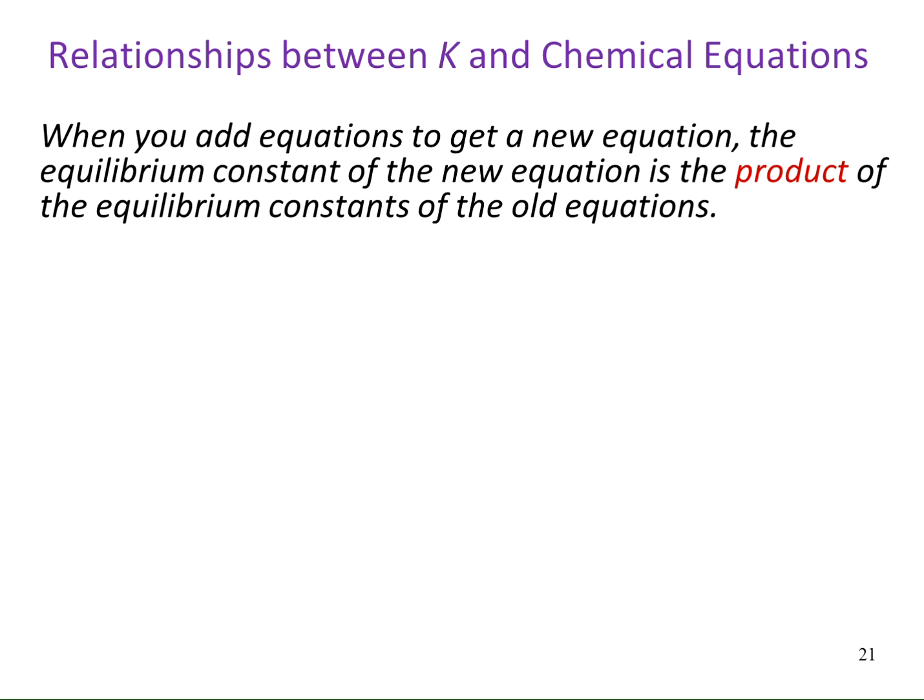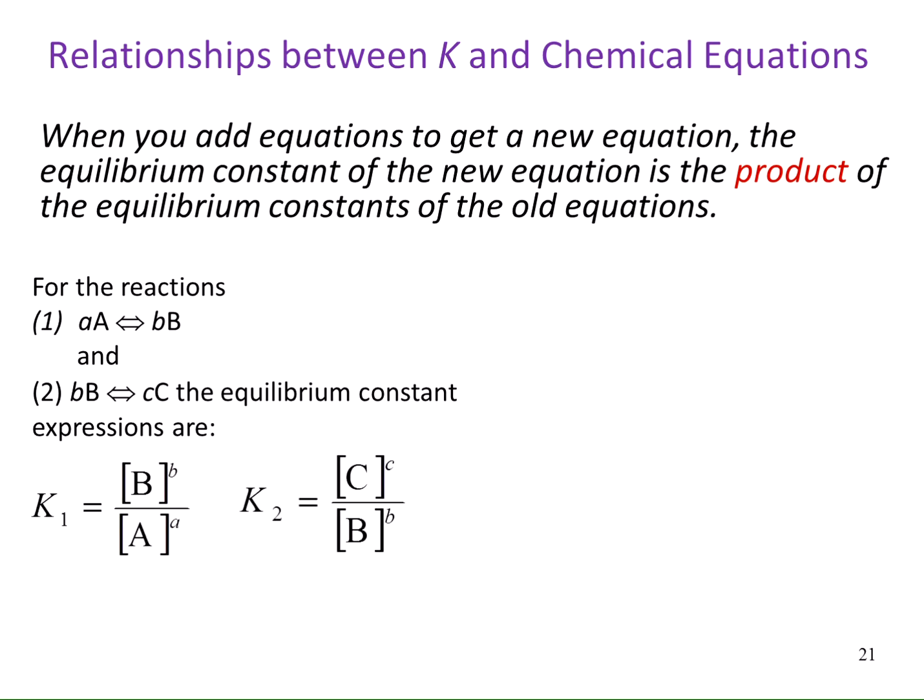When you add equations to get a new equation, the equilibrium constant of the new equation is the product of the equilibrium constants of the old equations. So for our example, we're going to be looking at two reactions where A is converted to B and then B gets converted to C. So the equilibrium constant expressions are K1, for the first reaction, products over reactant, concentration of B over A. And the equilibrium constant for reaction 2 is still products over reactants, so concentration of C over B.